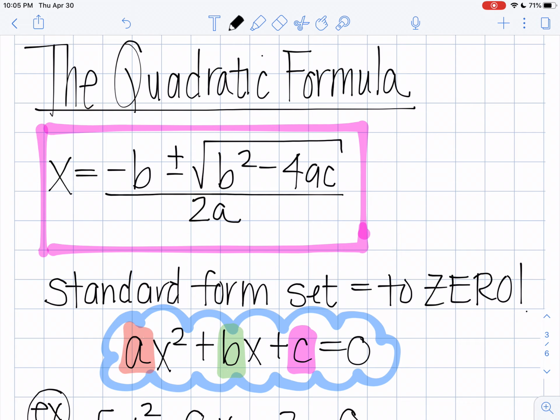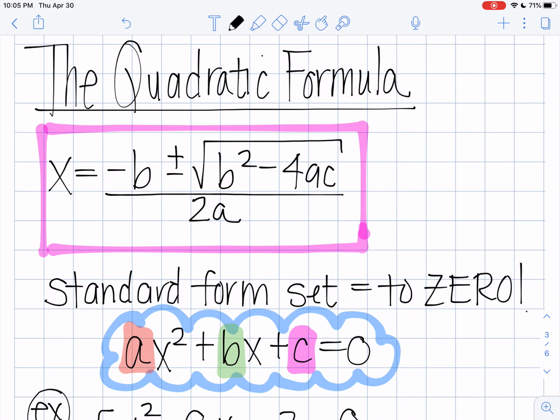So not all equations you can factor, but every single quadratic equation you can find the roots or the solutions or the zeros using the quadratic formula. So this is a surefire way for every single quadratic equation on how to solve it.